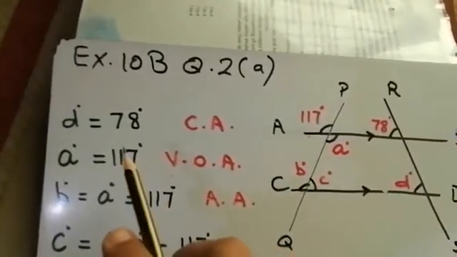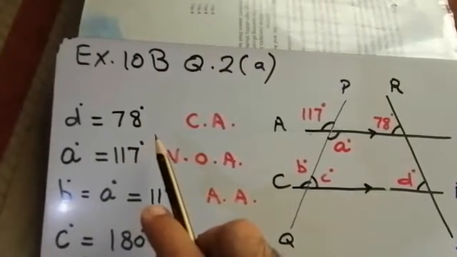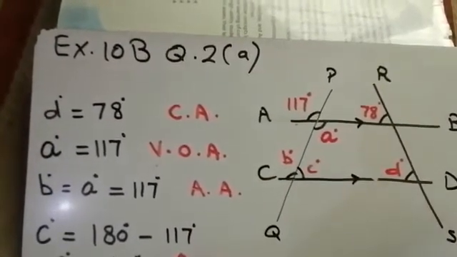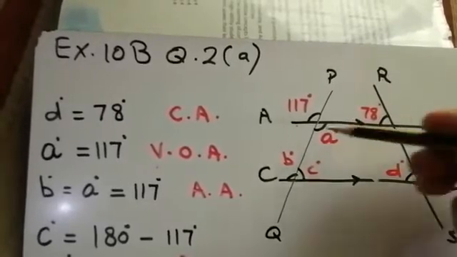You can look at the left side of this board. Angle D is equal to 78 degrees, and the reason is this is a pair of corresponding angles. In these types of questions you also have to give the logical reasons for your answers.